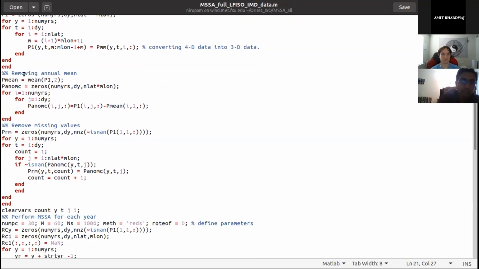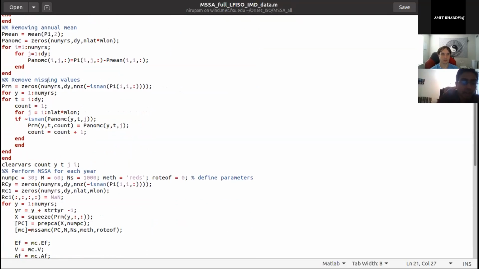Then in this step, I'm removing the annual mean, so that's centered data. I didn't normalize. It was not necessary to normalize the data for this because I already removed the anomaly. And then in this part, I'm removing the missing values, because IMD data had some missing values. The NaN values were in a very particular domain, so you just have land data over there. Now, how I did that was creating this P1 file.